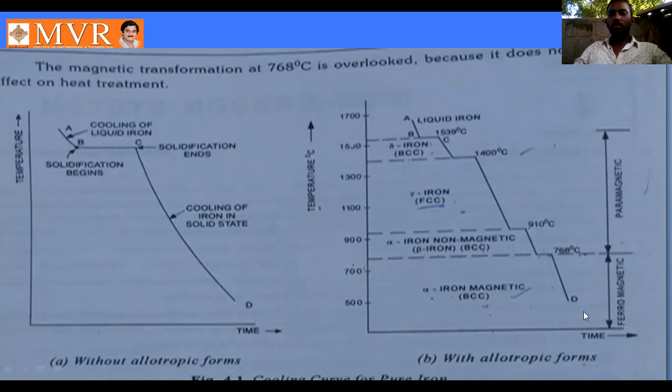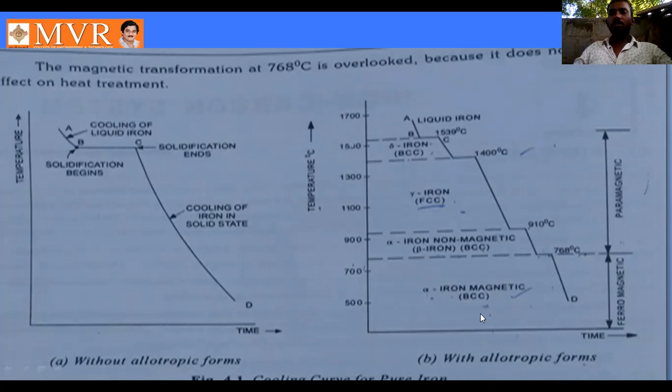From 0 to 760 degrees we call it alpha iron. The structure is BCC, and it is ferromagnetic. We call it ferromagnetic because the metal has magnetic attraction. So 0 to 760 degrees is alpha iron, and it is magnetic.